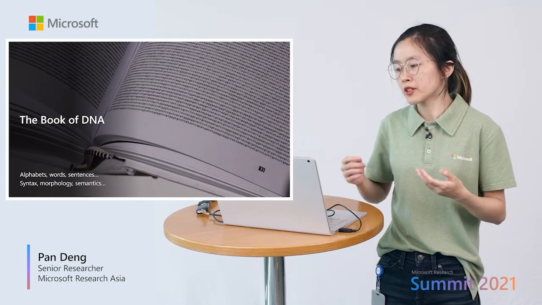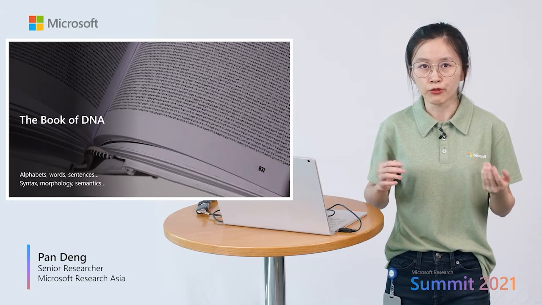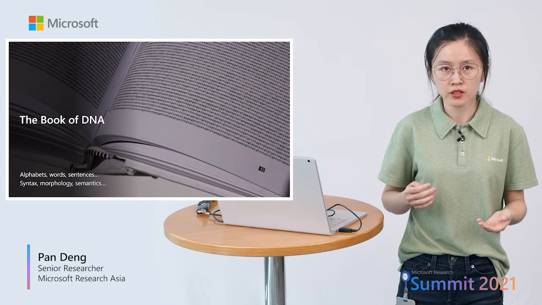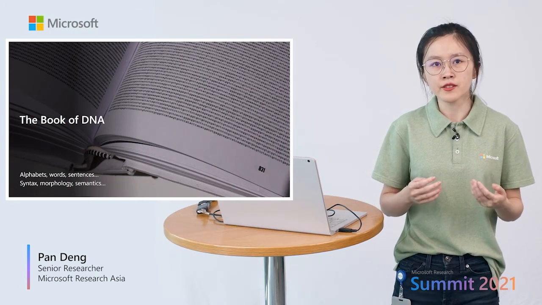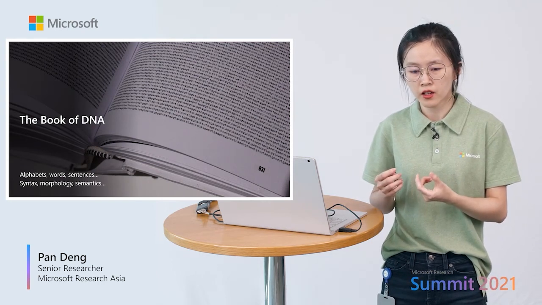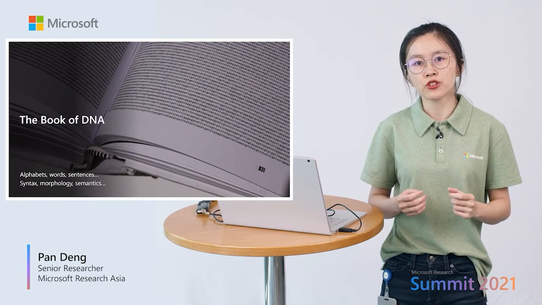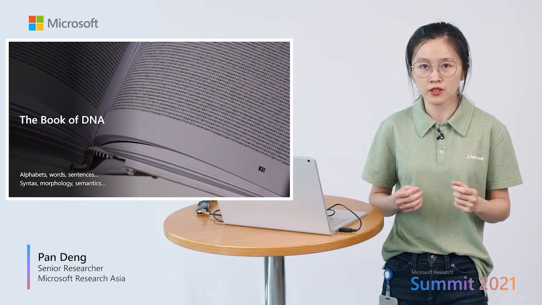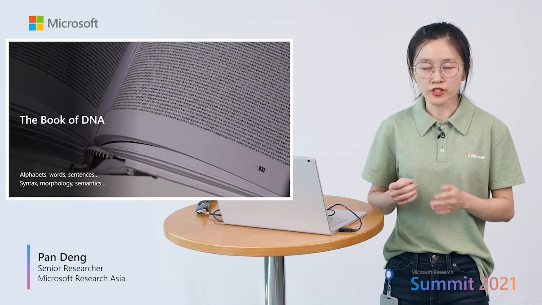To say we completely understand a language, we need to know its syntax, morphology, and semantics. We need to be able to read words and sentences, instead of just alphabets. Studies have shown that there's rich high-level information in DNA language, yet a lot of it is still far beyond our scope of knowledge.